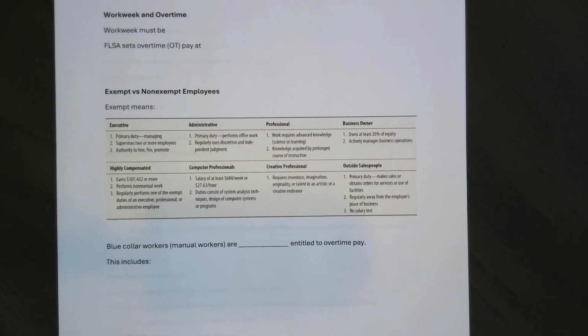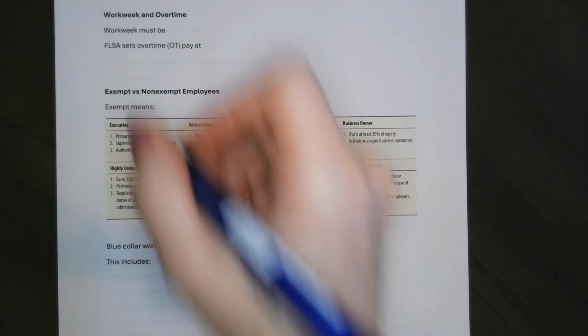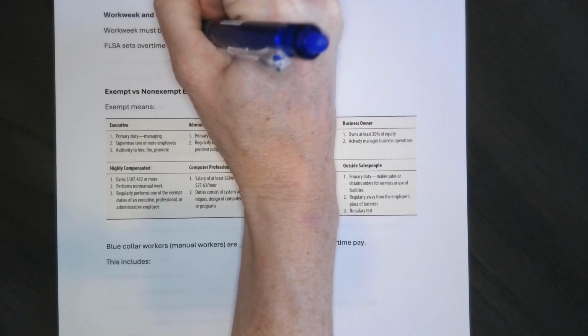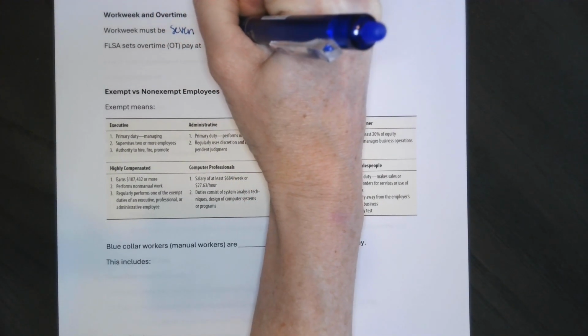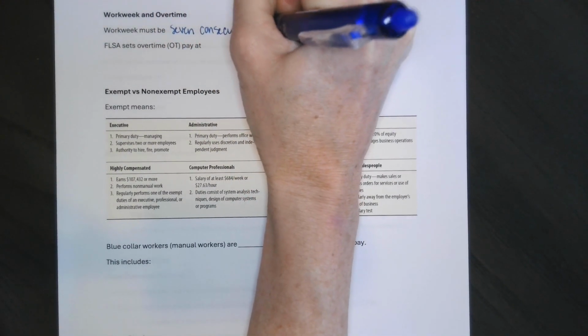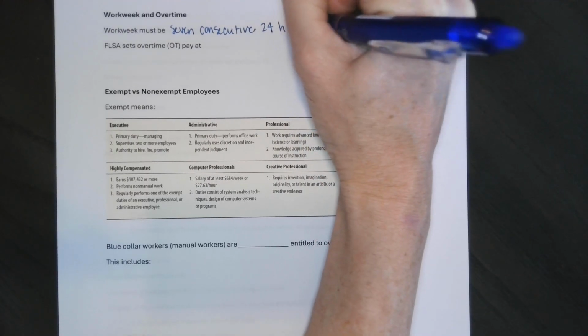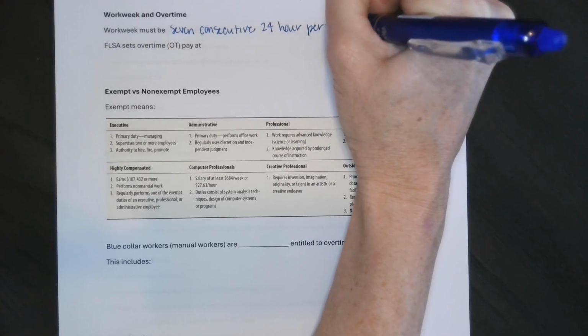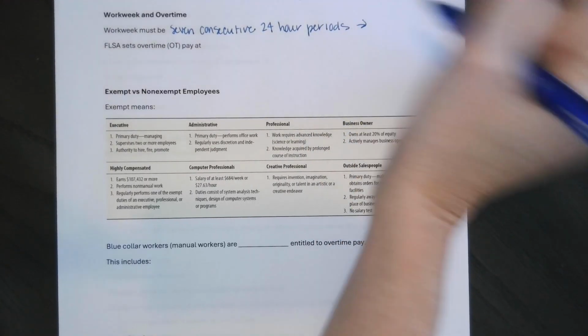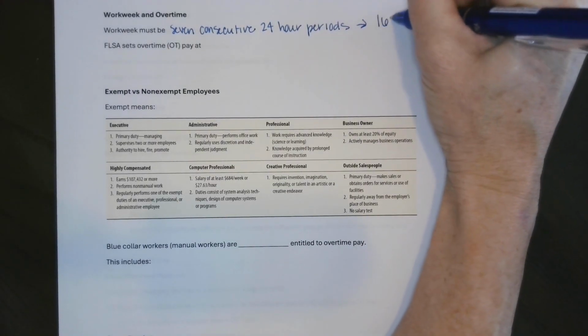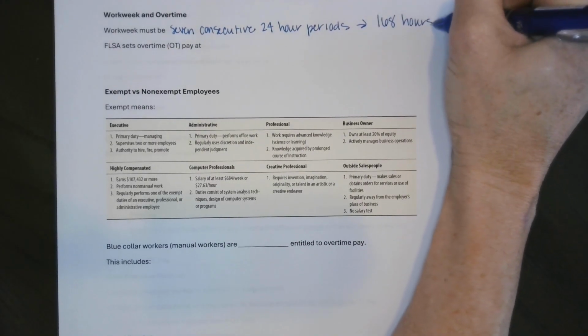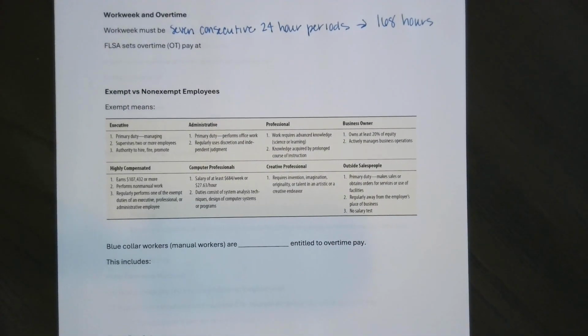Next up, we look at work week and overtime. The work week must be 7 consecutive 24-hour periods. This equals out to 168 hours. FLSA states that overtime pay is at 1.5 times regular pay.